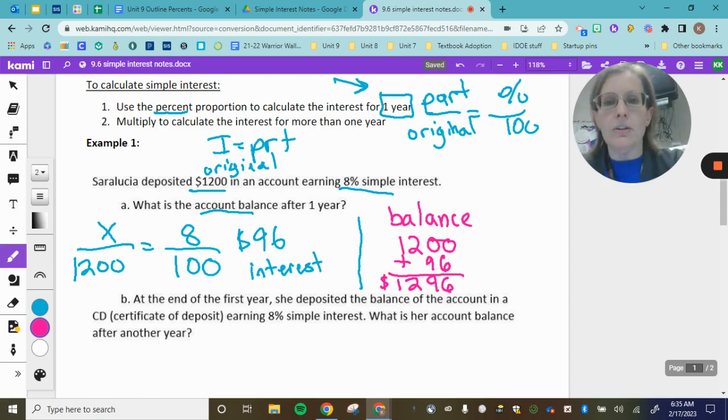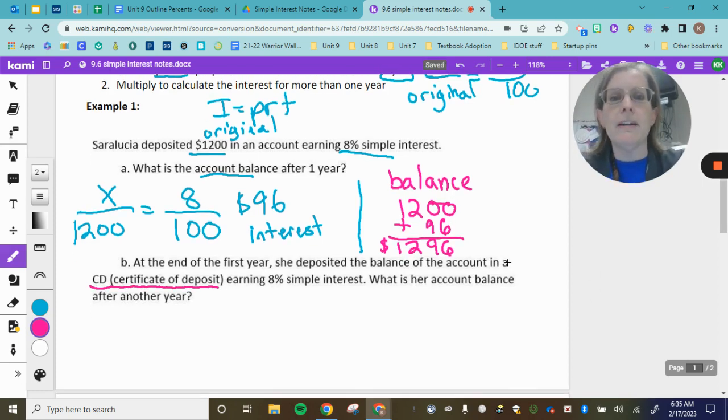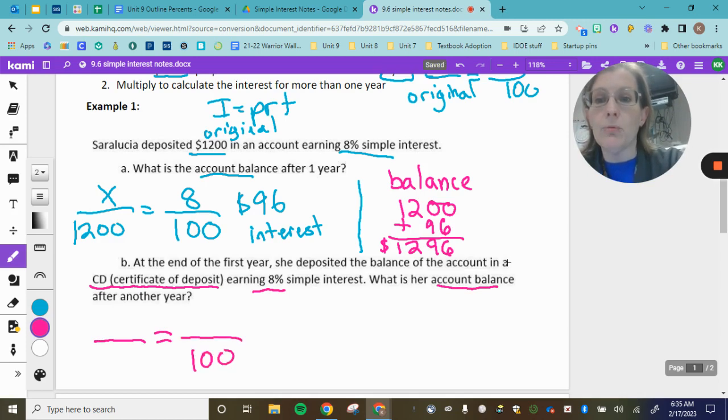Now, at the end of that year, she deposited the balance of the account into a CD. That's a different type of account that usually has a higher interest rate. So she took the money out of there, she put it in a CD, so she probably was saving it and couldn't spend it. And she's earning an 8% simple interest rate. They want to know what is her account balance after another year. So this time, the original amount is the $1,296. Now, I would like you to try to figure out the rest of this problem. Look back at the letter A of example 1 to help you, and check it with the Edpuzzle video.